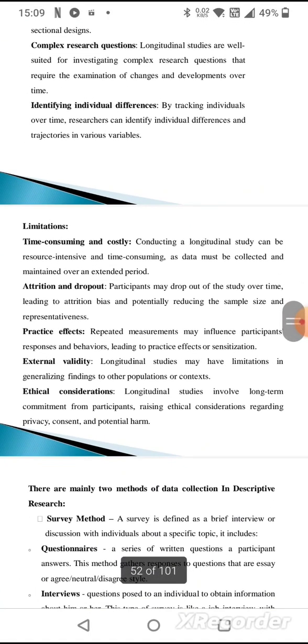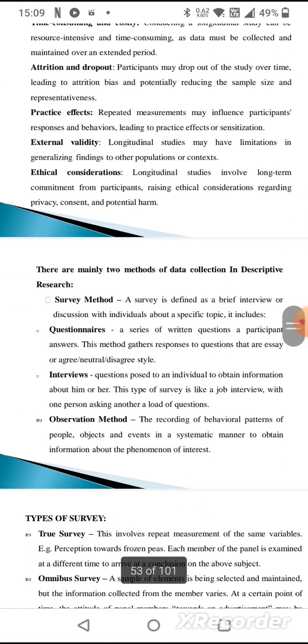Coming to the limitations of this descriptive design, it is time consuming and costly, and moreover it has the chances of attrition and dropping out, right? External validity is also lower, and ethical considerations also have to be considered. So these are the advantages and disadvantages of descriptive studies.